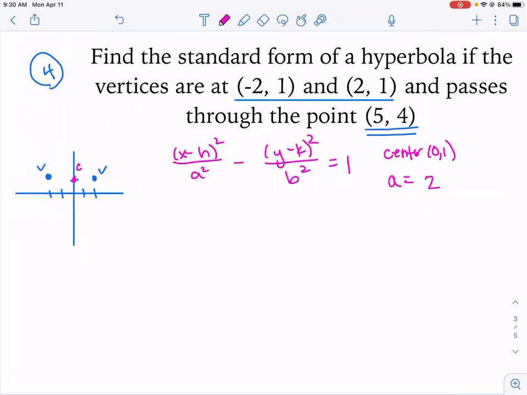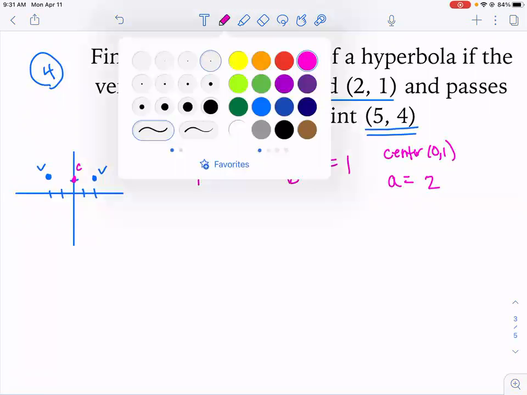Do we know C? Yes or no? Do we know C? No, we have no information about foci. Do we know B? No, we have none of that information. But we have a point on the curve. So we know that we can come in here and we can type in 0, 1 for our center. And we know that our denominator over here, if A is 2, A squared is 4. We need B squared. And we have a point on the curve. Guess what we get to do? What are we gonna do? We get to plug it in.